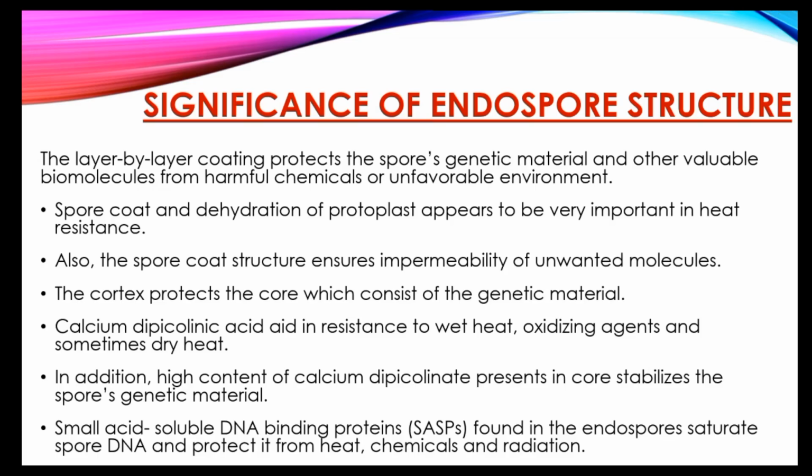Significance of endospore structure. The layer-by-layer coating protects the spore's genetic material and other valuable biomolecules from harmful chemicals or unfavorable environment. Spore coat and dehydration of protoplast appears to be very important in heat resistance. Also, the spore coat structure ensures impermeability of unwanted molecules. The cortex protects the core, which consists of genetic material.